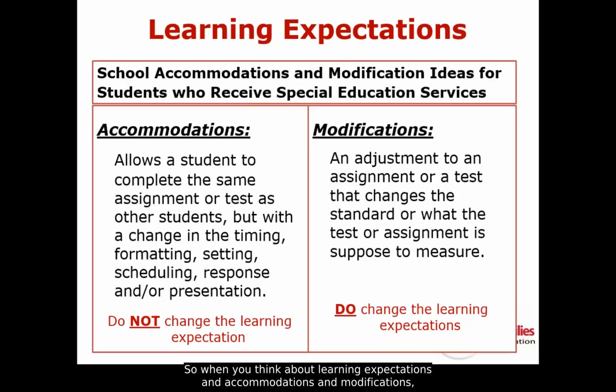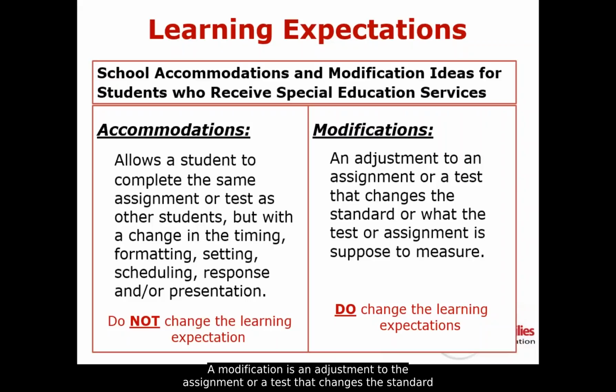So when you think about learning expectations and accommodations and modifications, I think that some things could be both a modification and accommodation, depending on who you're talking to and what the student's individual needs are. But for us to have real clear conversations within an IEP, we need to be able to know the difference. So an accommodation allows a student to complete the same assignment or test as other students with a change in the timing, formatting, setting, scheduling, response, or presentation. It doesn't change what the child's supposed to learn. They're just telling it to us in a different way. We want to know if we've gotten all the information in, they can tell us in a different way, show us in a different way.